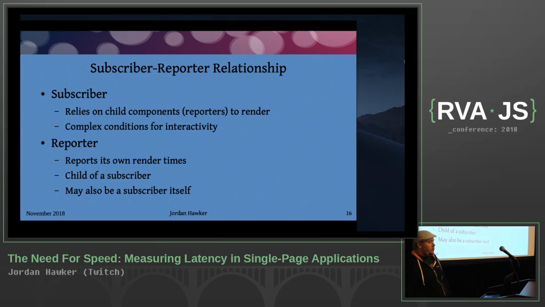So that led us to defining a concept that we called the subscriber-reporter relationship. A subscriber is just any component or route that is relying on child components to render. It often has complex interactions for interactivity. So you might have to wait on a network request. You might have images that are being loaded. You're going to have a lot of different conditions where, in this case, I'm waiting on these three components to render, but maybe in this other case where my data is different, I'm actually loading these other two components instead. And so you have to build this complex conditional to understand what it means for this particular component to be finished rendering.